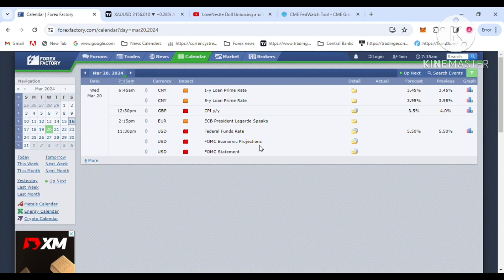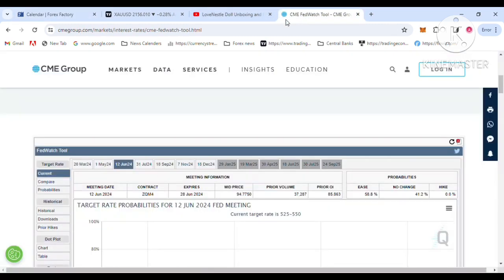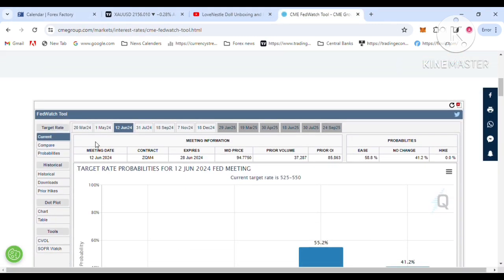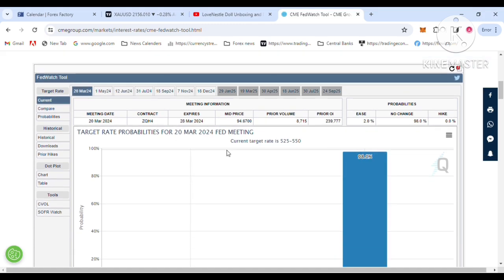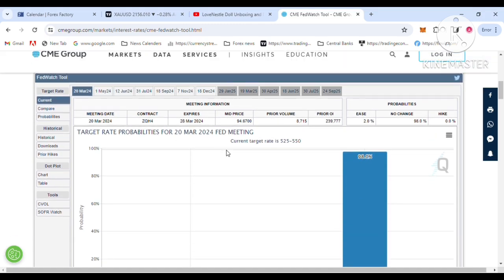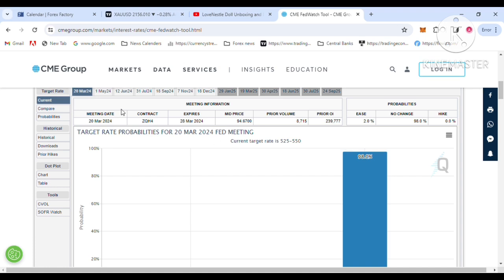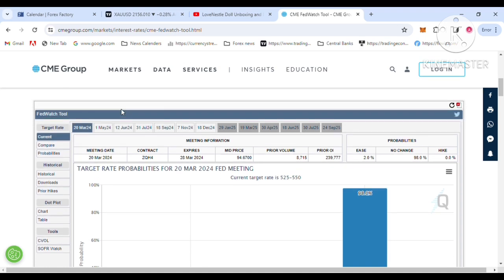So I am going to the FedWatch Tool website to see what is going on with the interest rate forecast. This is the FedWatch Tool website. I am going to the March FOMC meeting forecast. It is 98%, almost 100%, forecast to pause the rate again.